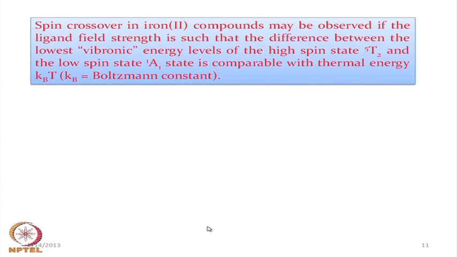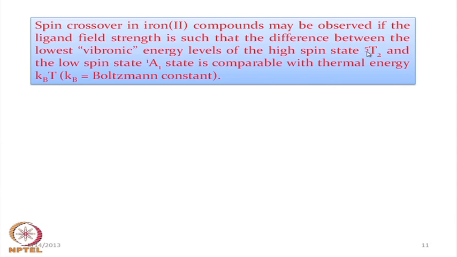There are a number of these techniques which can be applied to find out the spin crossover situation for these molecules. And we find that spin crossover for several iron compounds can be observed if the ligand field strength is such that the difference between the lowest vibronic energy levels of the high spin state, which is 5T2, the spectroscopic term related to the occupancy in the T2g and Eg levels, and the low spin state which is 1A1, is small. It has 5 spin multiplicity value and here the spin multiplicity value is 1. So, it has high spin value.